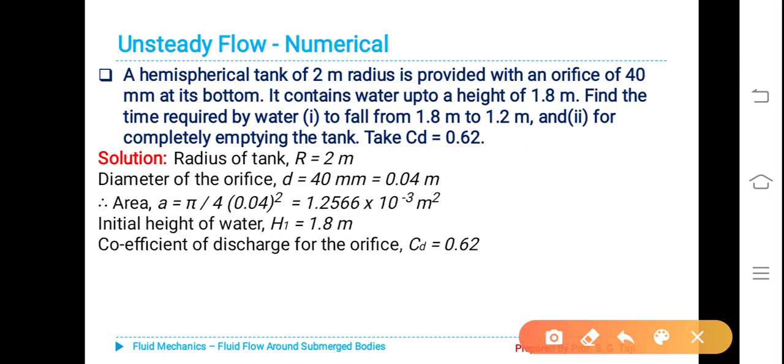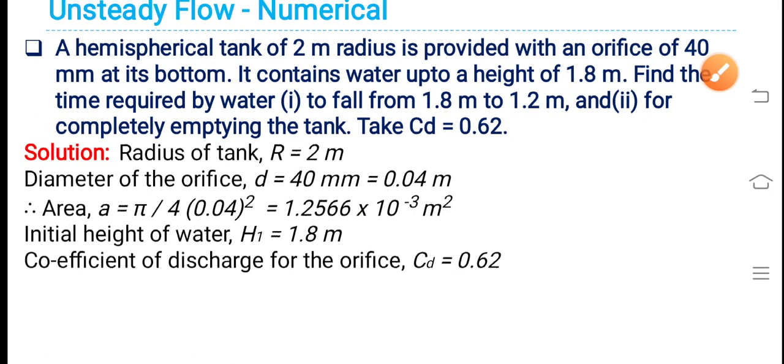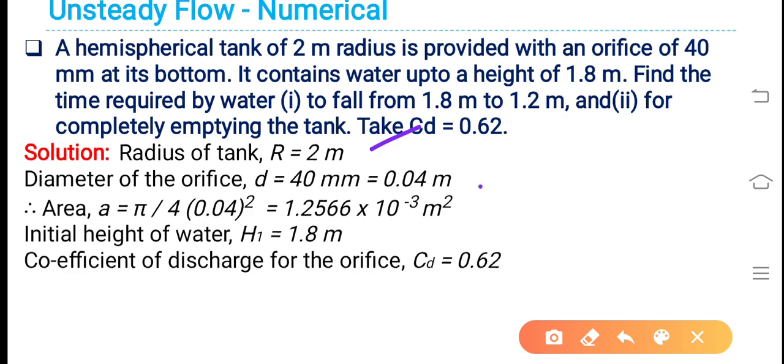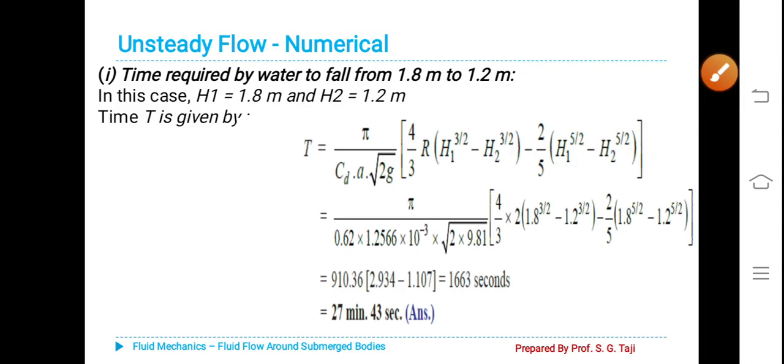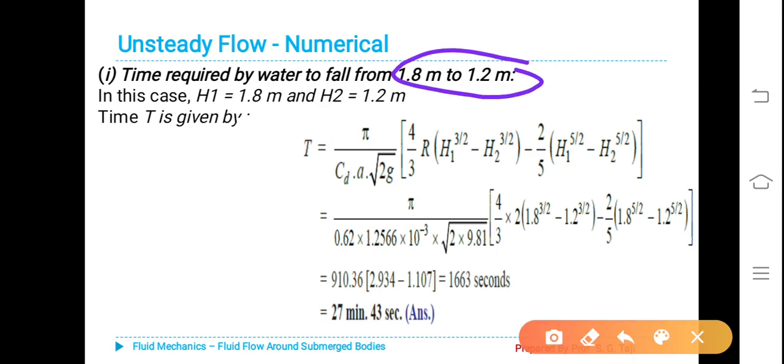Now, solution. Radius of the tank r is equal to 2 meter, given d is equal to 0.04 meter. Therefore, area is equal to 1.2566 into 10 to the power of minus 3 meter squared. Initial height of water 1.8 meter. Coefficient of discharge is equal to 0.62. Now, the time required by water to fall from 1.8 meter to 1.2 meter, case first. h1 is equal to 1.8, h2 is equal to 1.2.